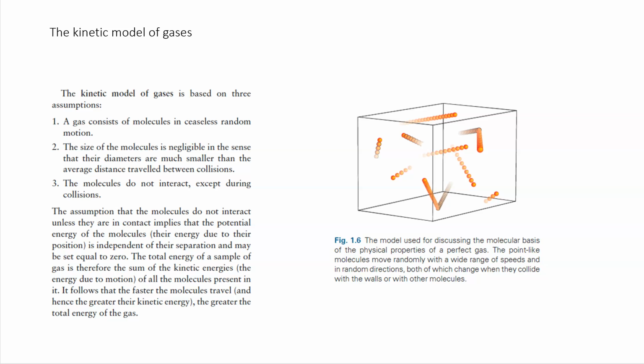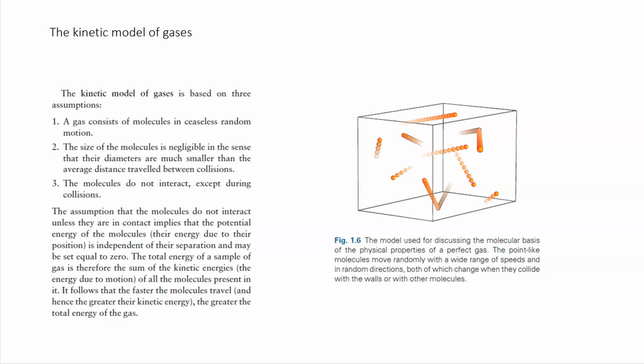2, the size of the molecule is negligible, in the sense that their diameter is much, much smaller than the average distance traveled between collisions. And 3, the molecules do not interact except during collisions, meaning that this model assumes there are no intermolecular forces or interatomic forces, either attractive or repulsive, taking place, only collisions.